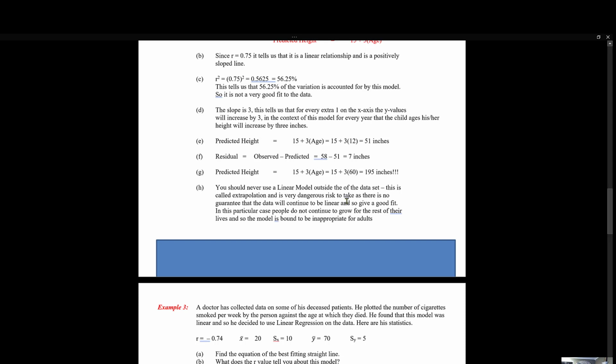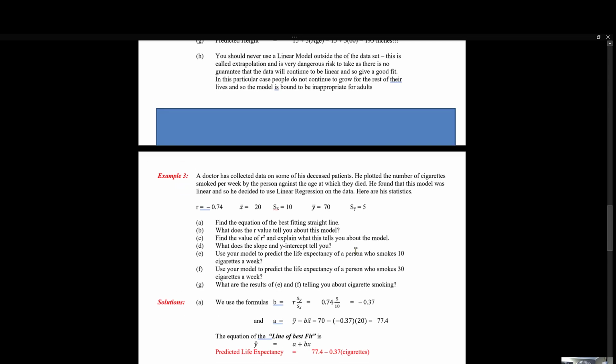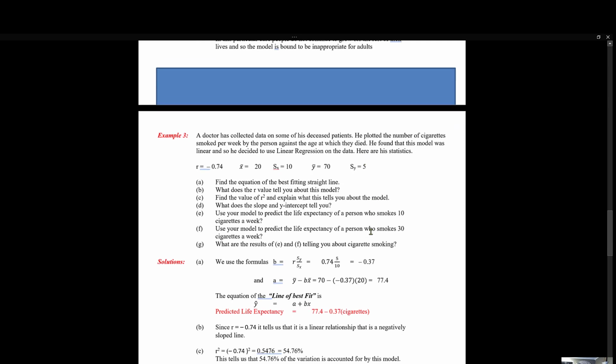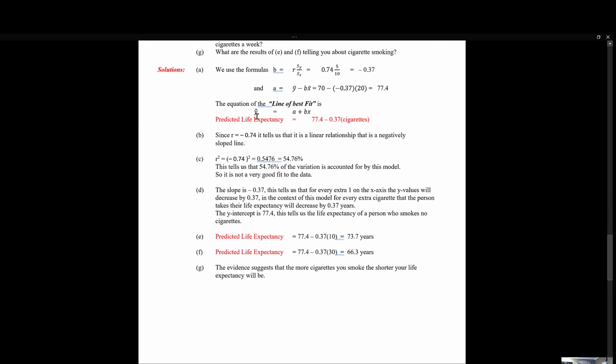Here's another one about a doctor who collected data on some deceased patients, and he plotted the number of cigarettes that they smoked per week. I'm assuming that when he interviewed them when they were alive, he asked them that. And he correlated it against when they died. And in this case, the y-axis is the predicted life expectancy, and it ends up being 77.4 take away 0.37 times the number of cigarettes. So we're going through the same process as we did last time. It's a negative R value, which means it's decreasing, which is telling us that when you smoke cigarettes, your life expectancy goes down.